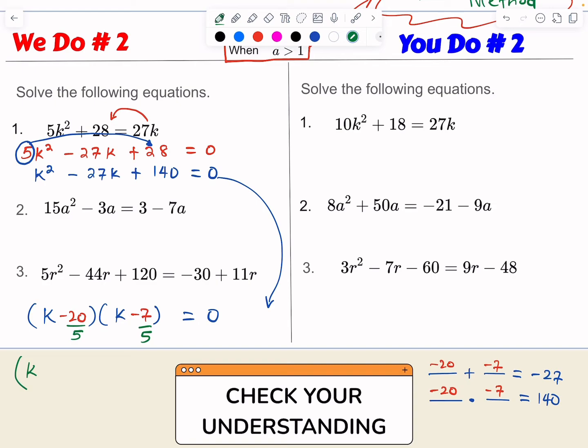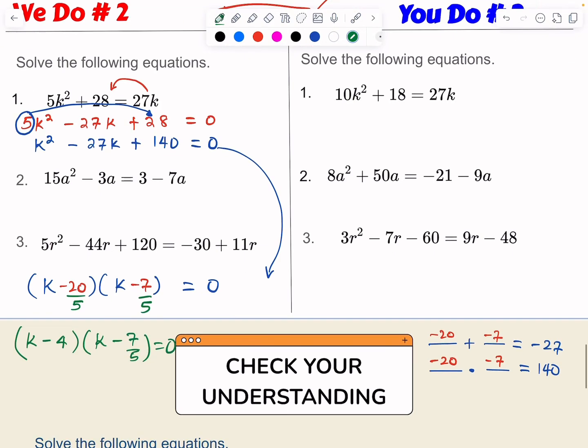So now what is 20 divided by 5? 20 divided by 5 will give me 4. So that will be negative 4. And then what about 7 divided by 5? 7 divided by 5 has been simplified to the lowest term. And then I set this to be equal to 0. Now, since I still have this fraction, I am going to take this fraction and slide that. Remember I said this method is slip and slide. So once I slide that, I am going to have 5k minus 7 is equal to 0.